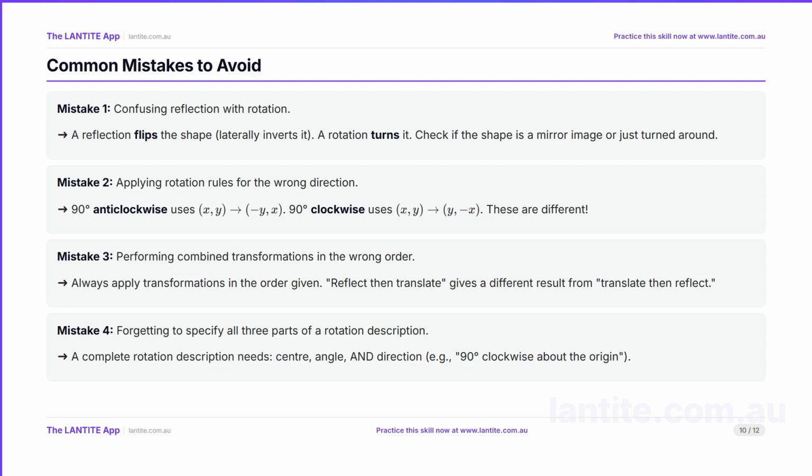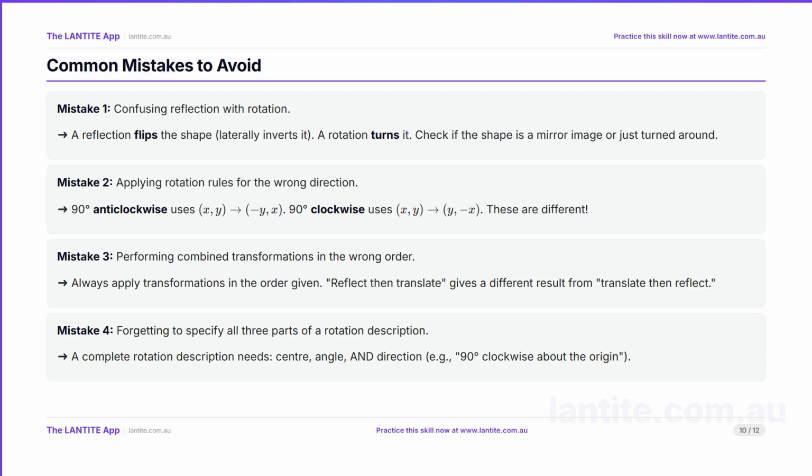Here are common mistakes to avoid. First, do not confuse reflections with rotations. A reflection creates a mirror image, while a rotation turns the shape without flipping it. Check whether the shape is a mirror image or simply turned. Second, be careful with rotation direction. 90 degrees anti-clockwise and 90 degrees clockwise use different rules, and mixing them up will give the wrong coordinates.